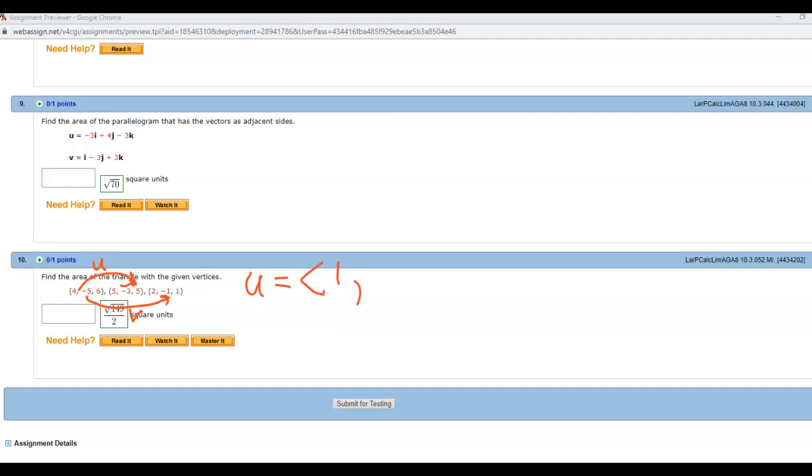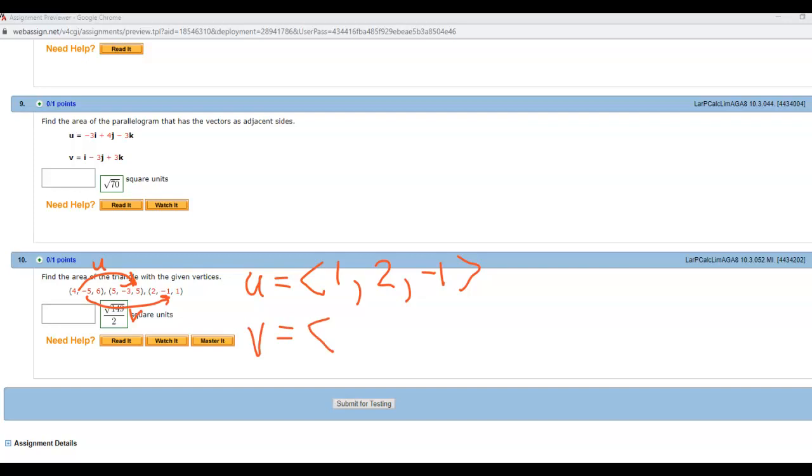So if I'm going to find vector u, I'm going to do 5 minus 4, and then negative 3 plus 5, and then 5 minus 6. Any questions on how I got those? So I did terminal point minus initial point. That's how I found my vector. So again, 5 minus 4. Negative 3 minus negative, that's a plus 5. And 5 minus 6.